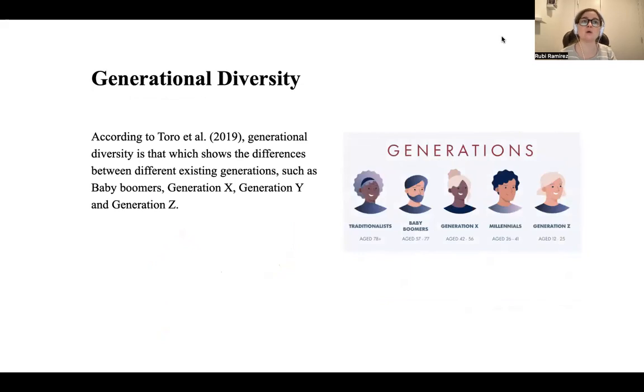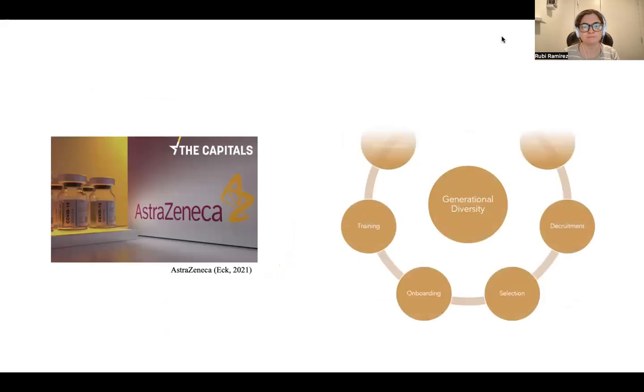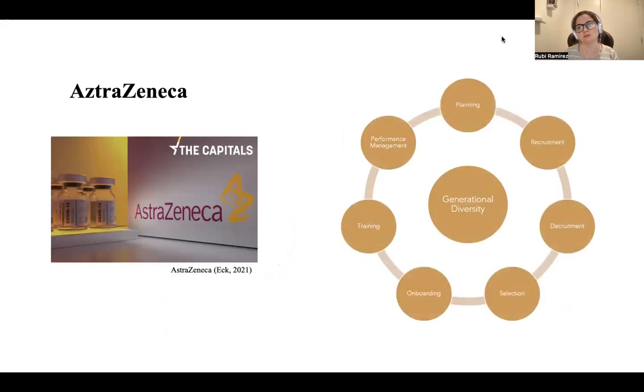First, I will explain generational diversity. According to Toto et al., generational diversity shows the differences between generational groups, as we can see here. And from HR, it's necessary to know them to create strategies according to their characteristics. And as part of the planning process, it is necessary to create job descriptions, for example, including profiles that may be suitable for different ages.